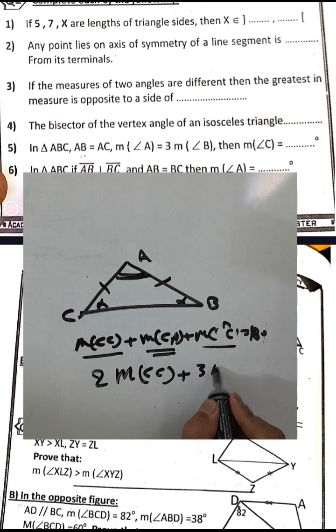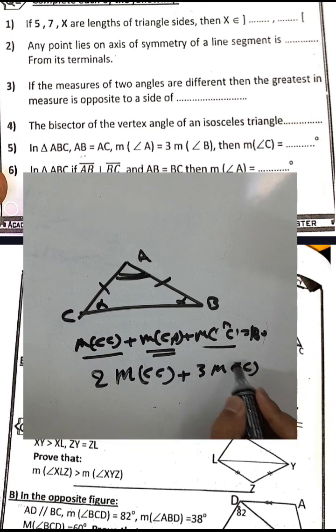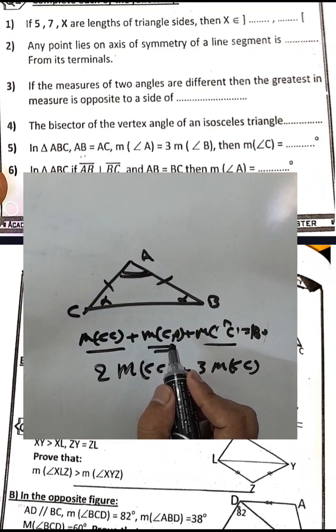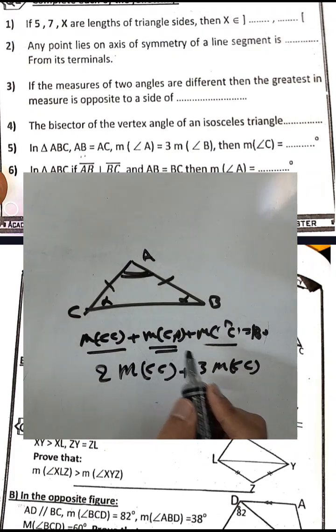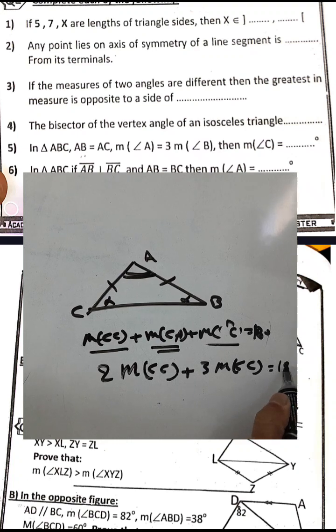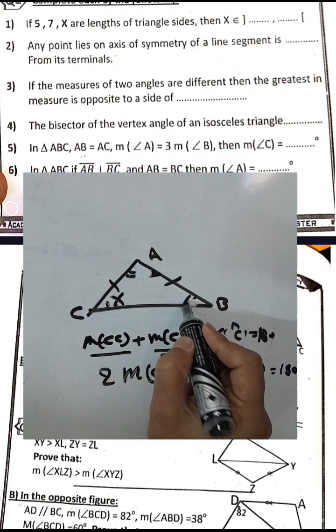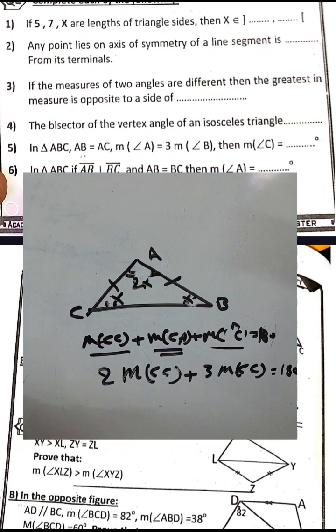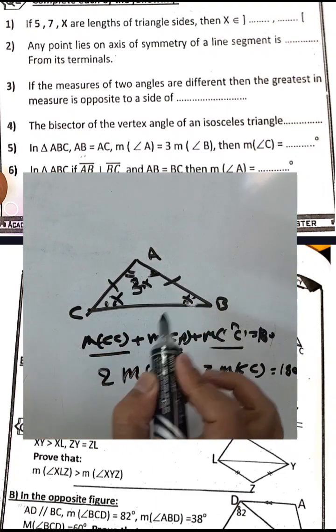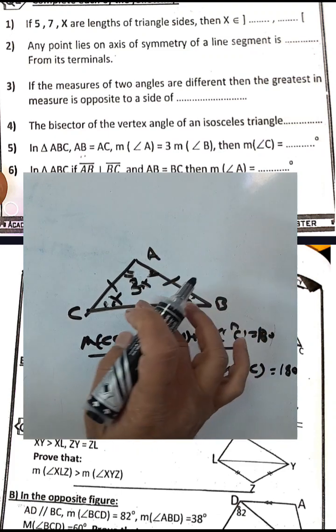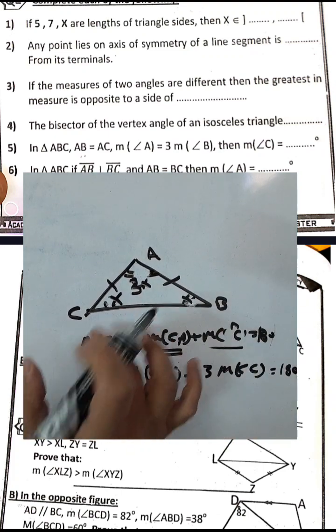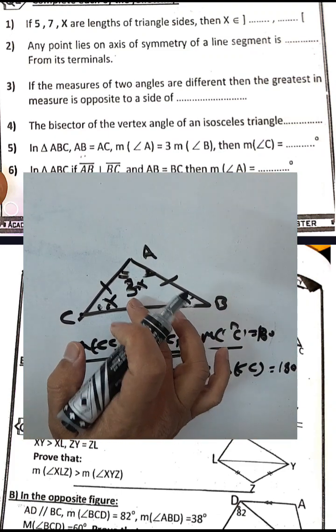Multiplication, the measure of angle C equals B. Okay, we can cancel B here and write 3. Then the result will be 180. Or you can write here x and 3x, because this angle is x, and the measure of angle A is 3 times the measure of angle B.